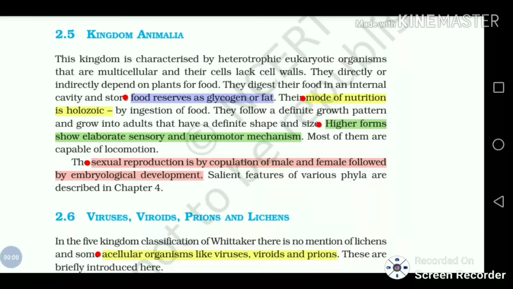The fifth kingdom is Kingdom Animalia. Their food reserve is glycogen or fat, and the mode of nutrition is holozoic. Their higher forms show an elaborate sensory and neuromotor mechanism. Sexual reproduction is by copulation of male and female, followed by embryological development.